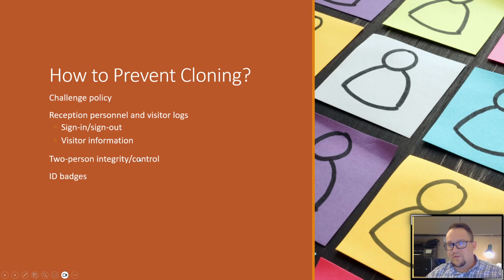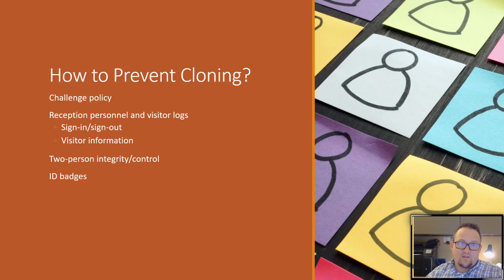So how do you prevent cloning? Well, we need to make a challenge policy. Don't be afraid to say, I don't recognize that person, let me make sure that they belong here. Because there are a lot of times where that person just did not belong there, and they escaped through the system. So having a challenge policy is definitely worth it, and making sure that you know who is here and that they belong where they are.